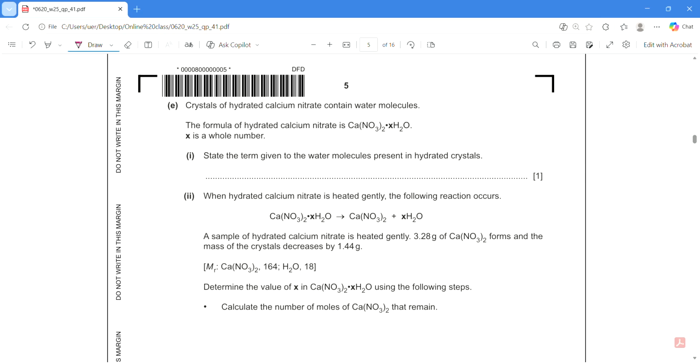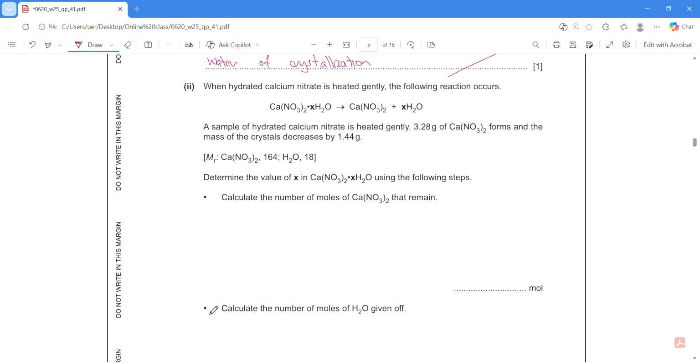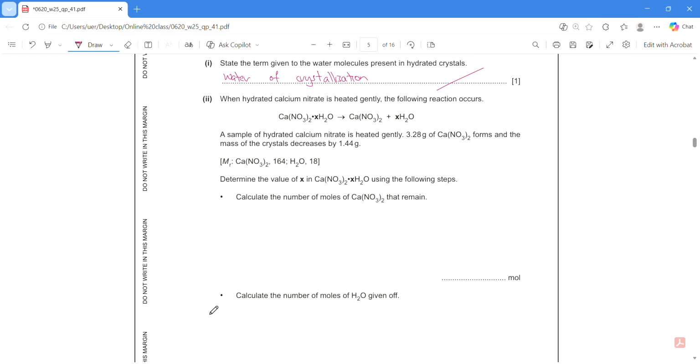Question E. State a term given to water molecules present in hydrated crystals. So this one, please memorize the term. It is called water of crystallization. Done. Next question. So here we have to calculate the moles.